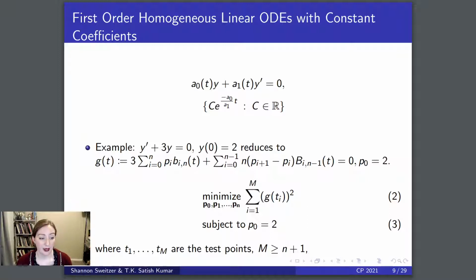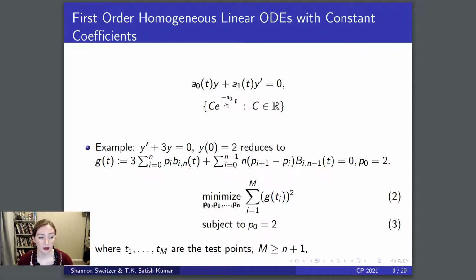So, if we choose m at least n plus 1 test points from the closed interval 0, 1, and constrain the polynomial evaluated at these test points to be 0, the polynomial itself must be identically 0. Furthermore, the initial condition y of 0 equals 2 is reformulated as a linear constraint on the control points, namely that p sub 0 is equal to 2. However, n plus 1 constraints coming from g of t being identically 0 and the initial condition constraint create an over-constrained problem that in general will not be feasible.